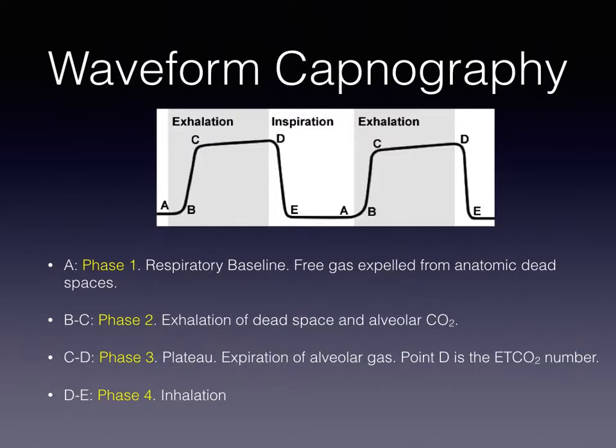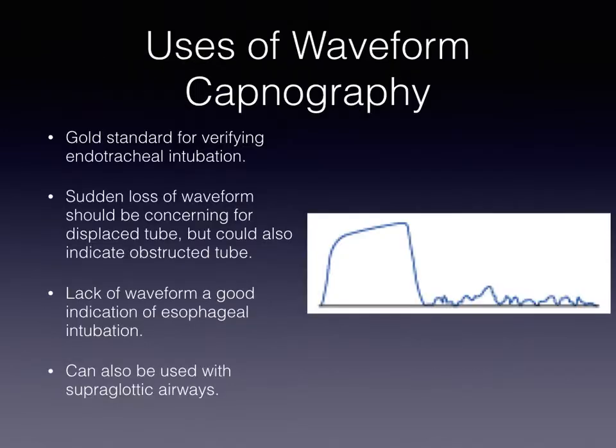We have much less dead space air, and so when we get to point D, that is the end tidal CO2 number, okay? So that's what we refer to as the end tidal CO2. So if you have a monitor that's not showing you the waveform, just showing you the number, the value that you're getting on that monitor is the part where we're at D there. Now, in phase four, we inspire, we breathe in. And so we said that most of the air that we breathe has very, very low concentrations of carbon dioxide. And so we see a rapid drop down to E there. And then we start the whole cycle over again.